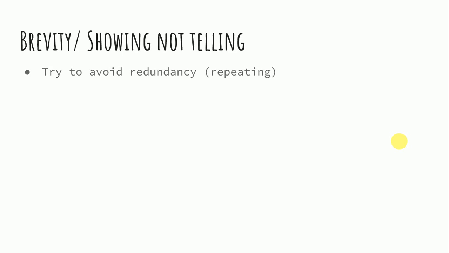So try to avoid redundancy, repeating. Don't say the same thing twice. She was so bored and everything seemed uninteresting. You don't need to say the second part. We already know she's bored, so why tell us that everything seemed uninteresting?